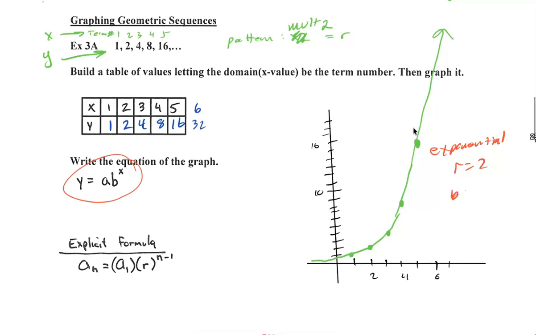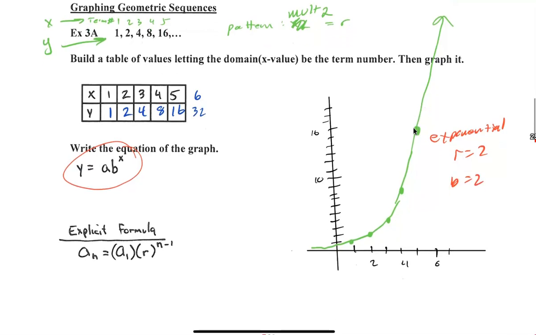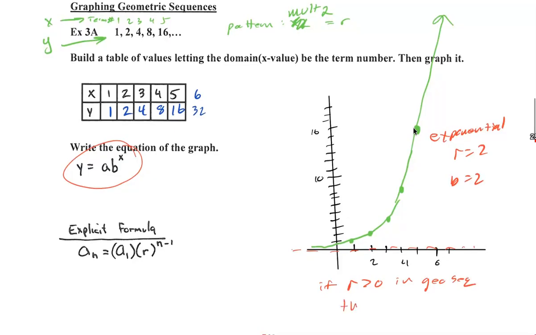Where b equals 2. You'll see we will also have an asymptote right here. And in general, if r is greater than 0, for our common ratio we're multiplying by in a geometric sequence, then it's an exponential function. So geometric sequences and exponential functions are the same thing when r is greater than 1.